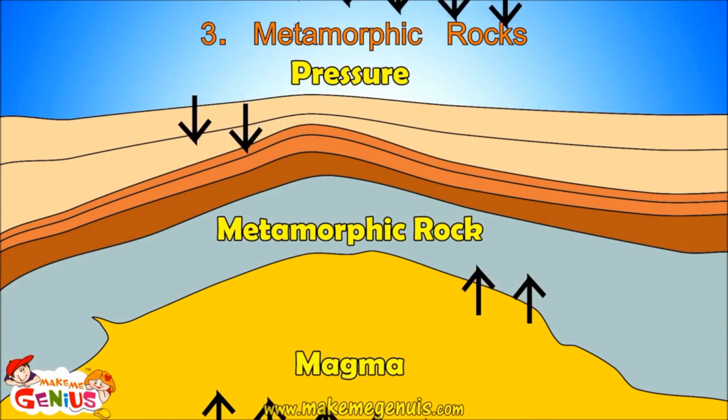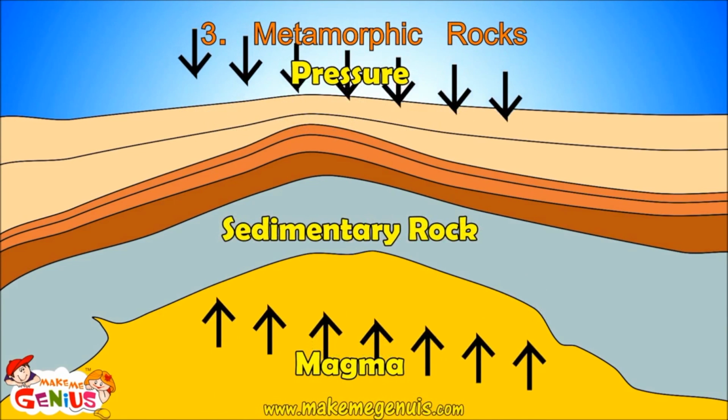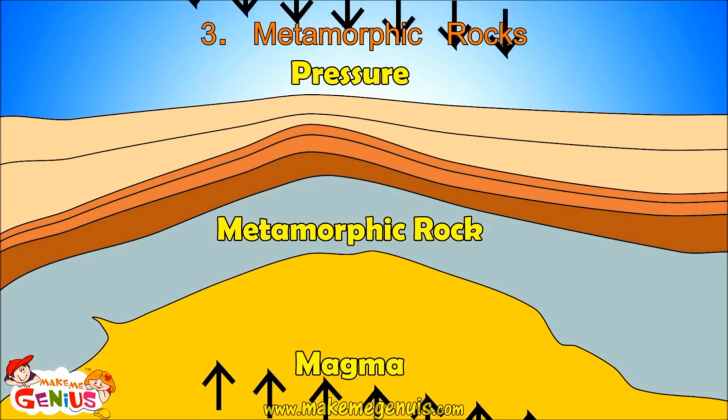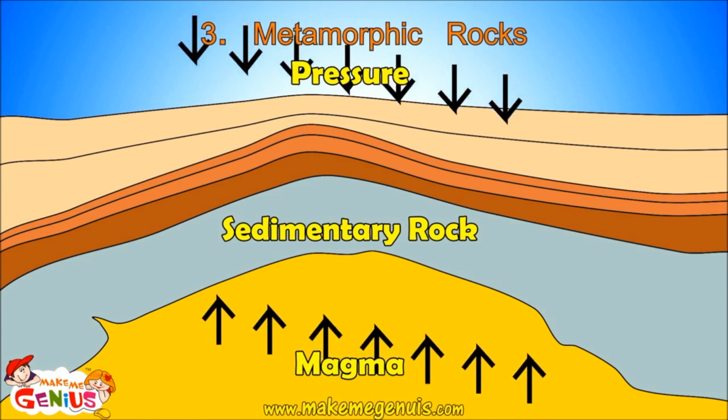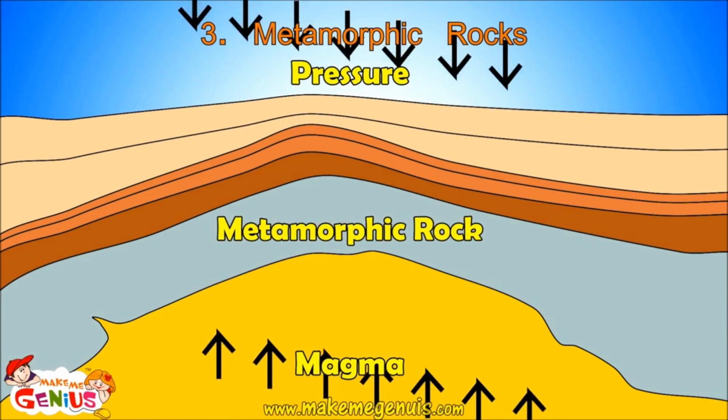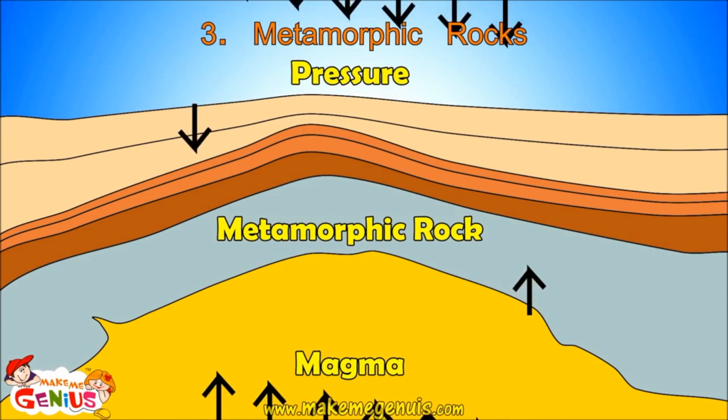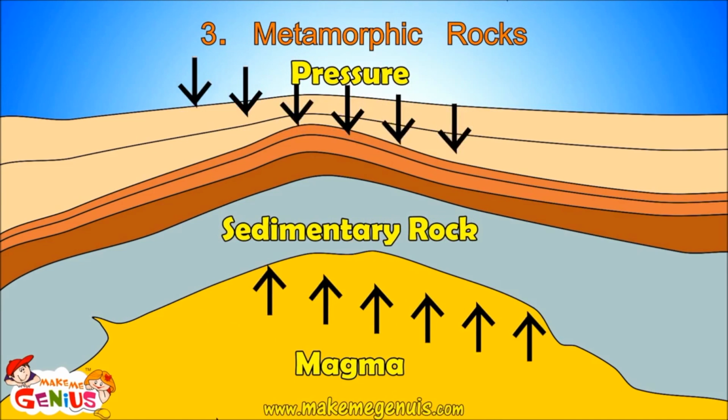Metamorphic is derived from the word morph, which means to be changed or transformed. Metamorphic rocks are changed forms of igneous and sedimentary rocks. These rocks are formed when other types of rocks are changed due to a lot of heat or pressure.